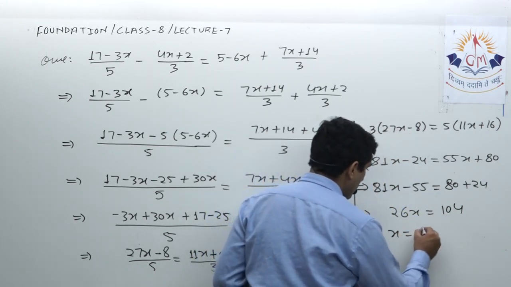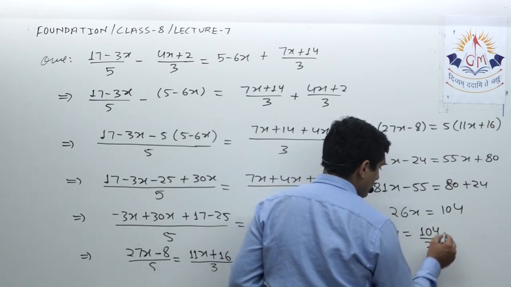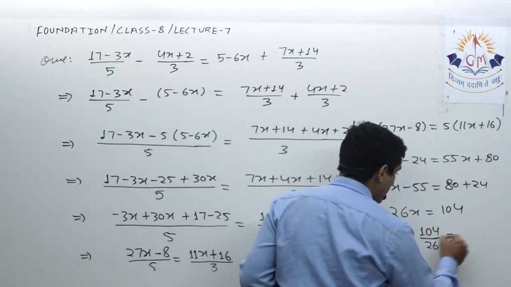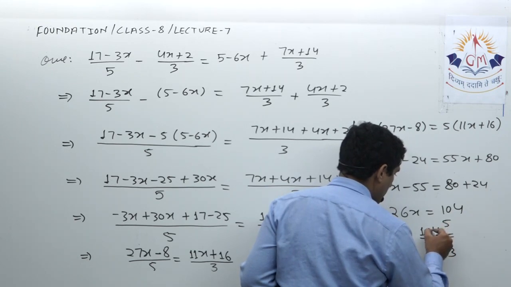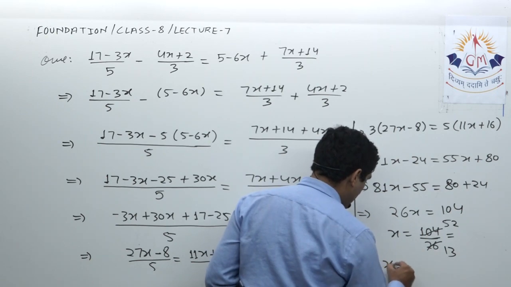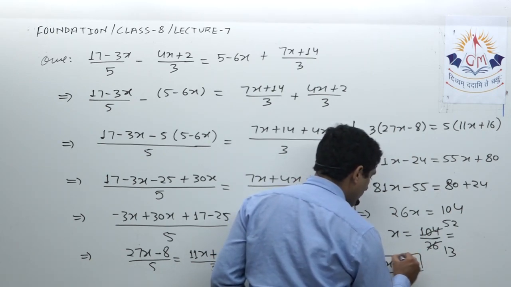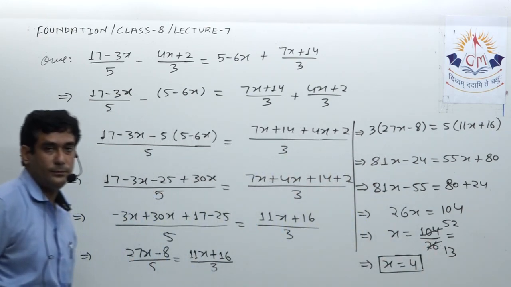So x is equal to 104 upon 26. So here I can cancel this by 2. Therefore ultimately x is equal to 4. So this is my final answer. Please note it down, then we'll see the next question.